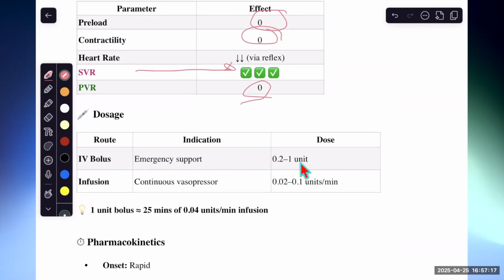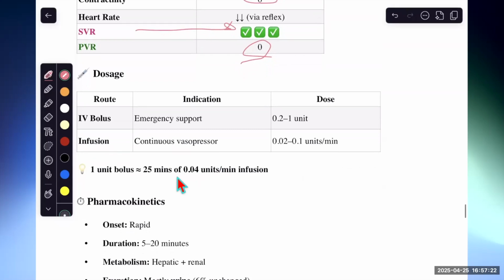So can I use it as a bolus? Yes, you can use 0.5, half a unit or 1 unit. Or continuous infusion, 0.04. Usually we start with 0.02, maximum 0.02. We never reach 0.1.